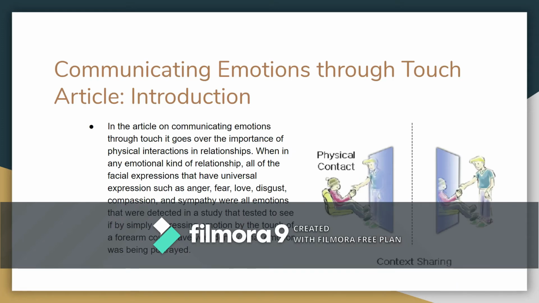So, communicating emotions through touch. In the article that I went with on communicating emotions through touch, it goes over the importance of physical interactions in relationships. In any emotional kind of relationship, all of the facial expressions that have universal expressions, such as anger, fear, love, disgust, and compassion, sympathy, were all emotions that were detected in a study that tested to see if, by simply expressing emotion by touch on a forearm, the emotion being portrayed could be identified.